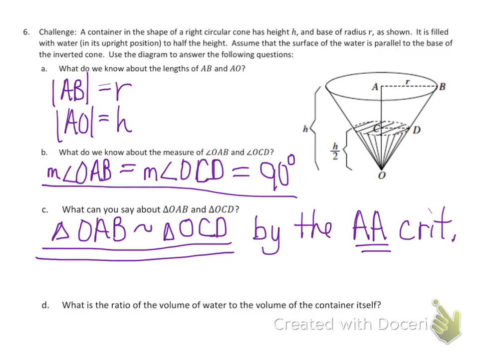Okay, so in order to find the ratio of the volume of water to the volume of the container, we would need to be able to write an expression for the volume of water and write an expression for the volume of the container. So we know for the container, it has height h and radius r. And for the water, it has height h over 2, but we're not told what the radius is. So we're going to need to use the fact that the triangles are similar to determine the radius of the water, so that we can write an expression for the volume of water.